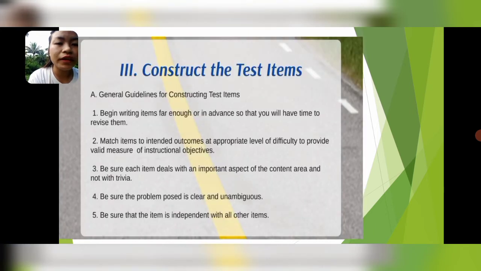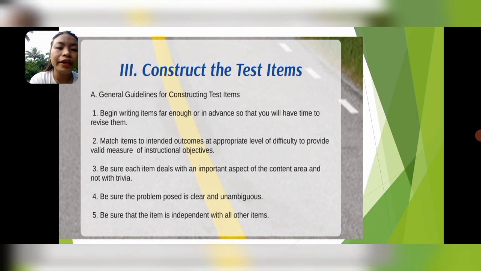Construct the test items. General guidelines for constructing test items. One, begin writing items far enough in advance so that you will have time to revise them. Two, match items to intended outcomes at the appropriate level of difficulty to provide a valid measure of instructional objectives. Three, be sure each item deals with an important aspect of the content area and not with trivia. Four, be sure the problem posed is clear and unambiguous.